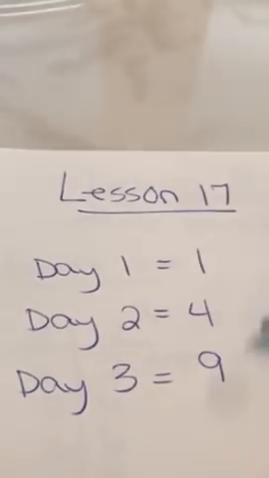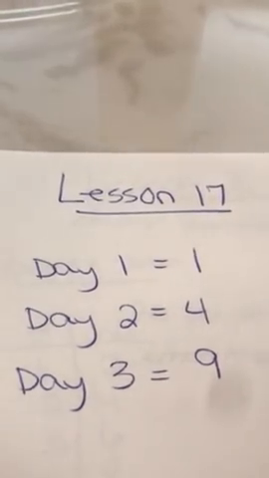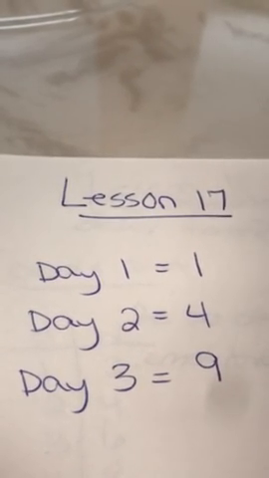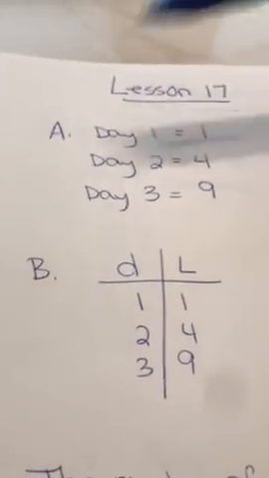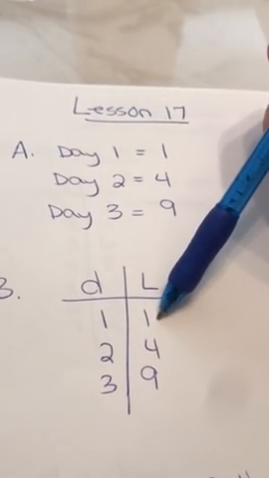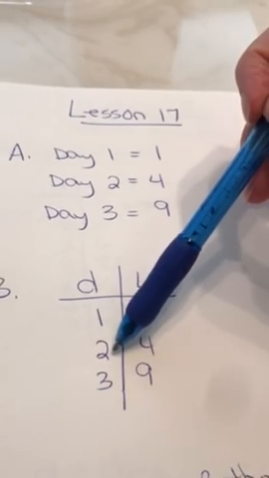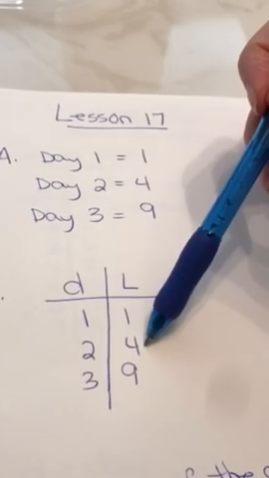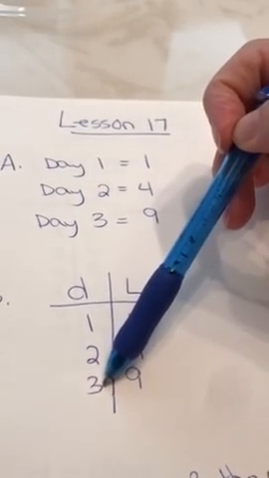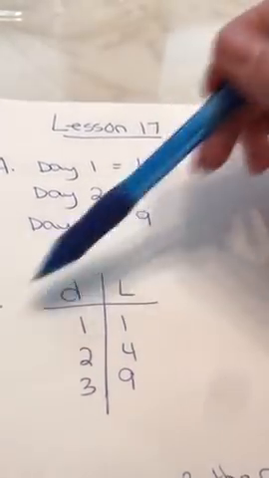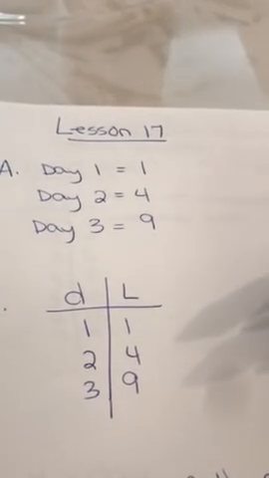So for B, it wants us to take this information and organize it in a table, and we're going to use variables to represent our days and to represent our length, okay? So for B, here's our table. Notice D is going to represent the day, day 1. What was the length of the caterpillar? 1 triangle. And you're copying this down. Day 2, what is the length of the caterpillar? 4 triangles. Day 3, what is the length of the caterpillar? 9 triangles. Okay, so we use D and L to represent our variables, and we put it in a table.